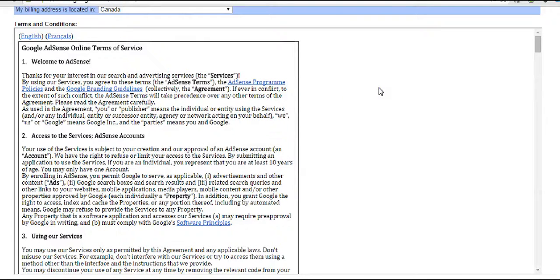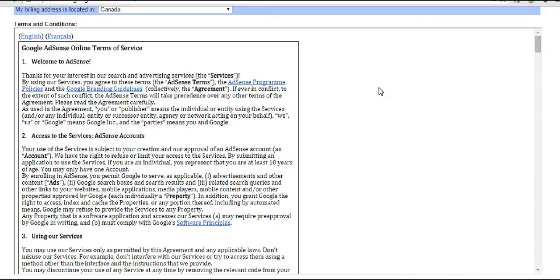Here are the rules for Google AdSense. These are the terms of service for using their service. And if you don't abide by these, then they'll close your account. And obviously you don't want that to happen because you lose any money that was in it, and you lose the ability to make future money with it as well.